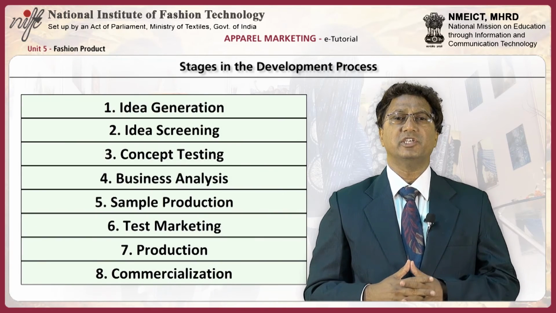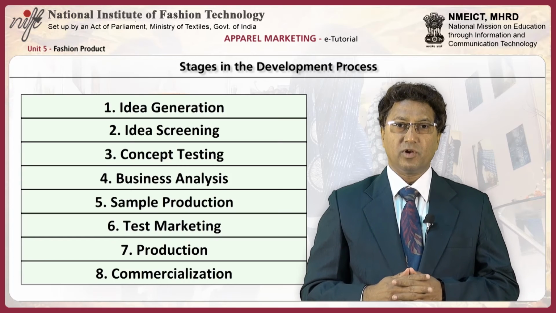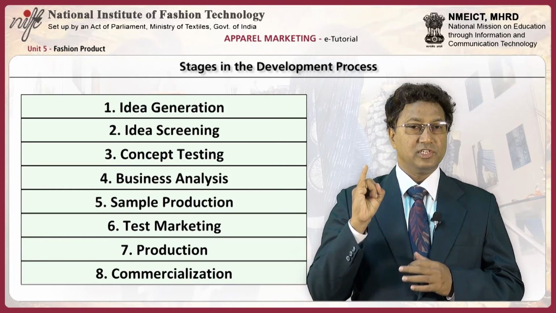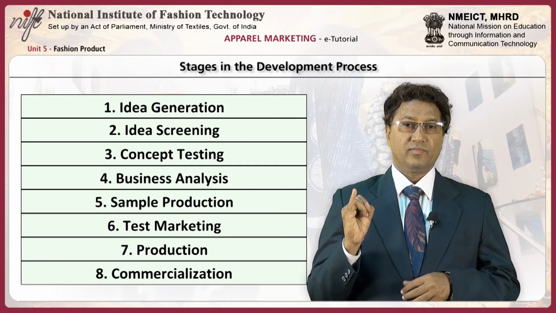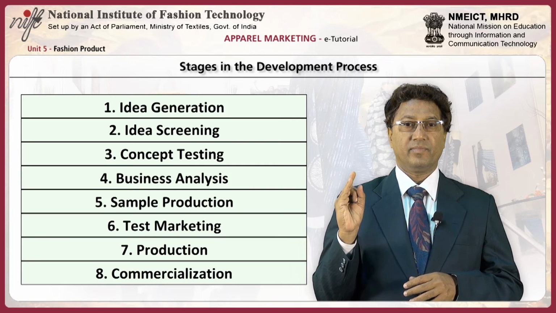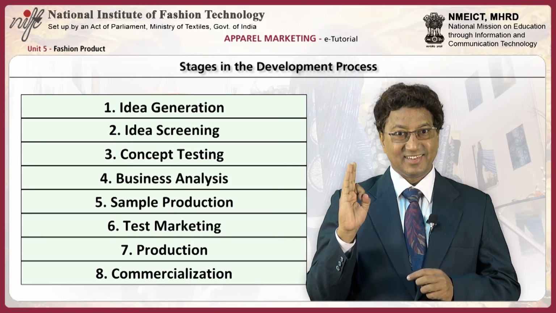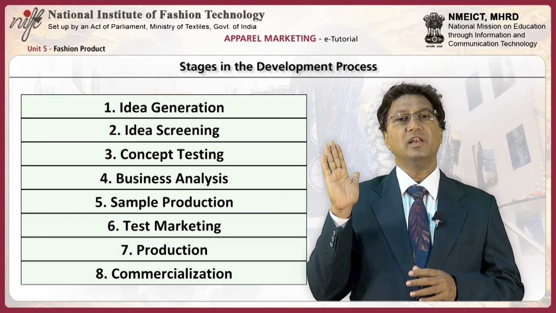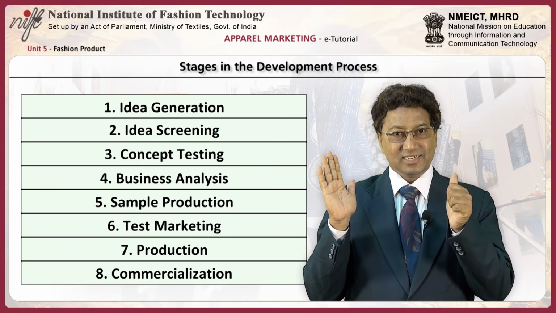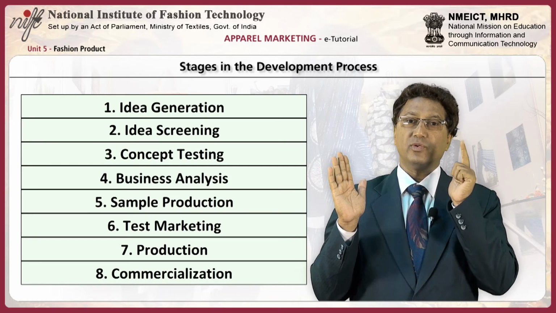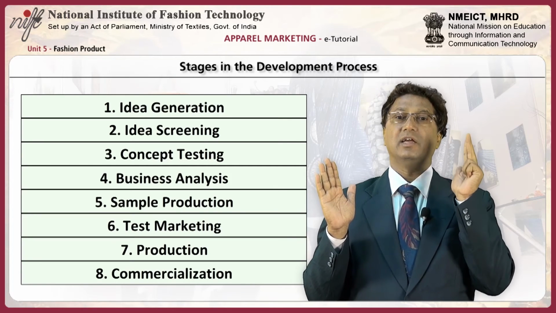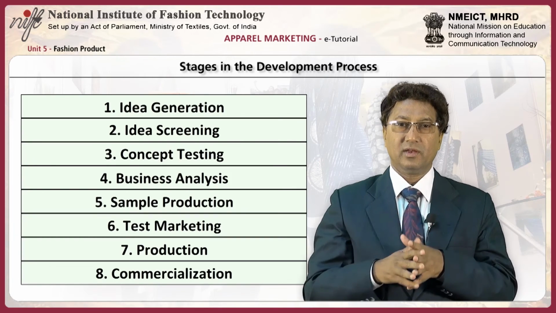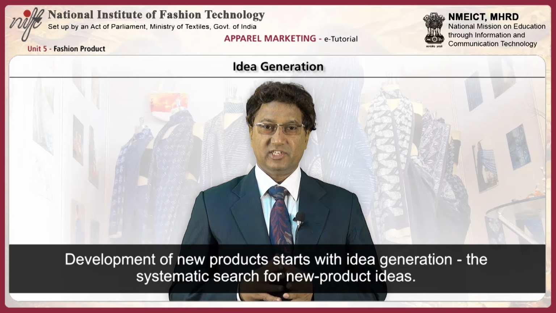There are 8 stages in the development of a new product. They are idea generation or concept development, idea screening, concept testing, business analysis, sample production, test marketing, actual production, and commercialization. Now let's discuss one by one. Let us discuss the first stage.